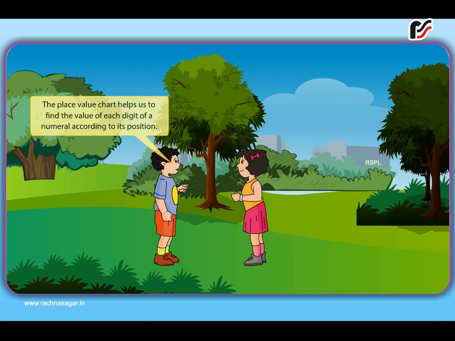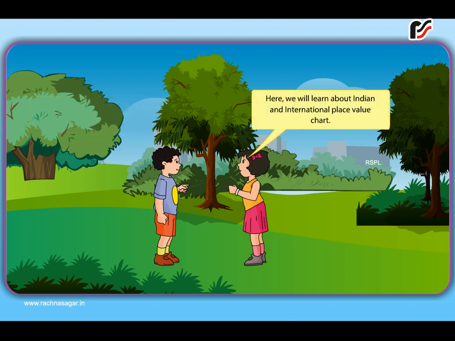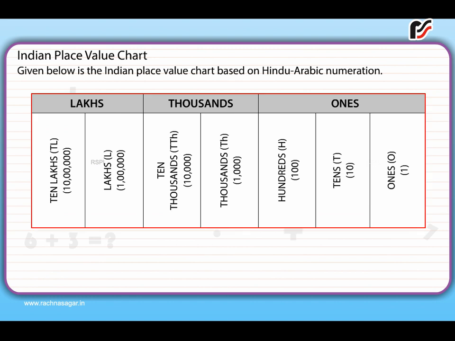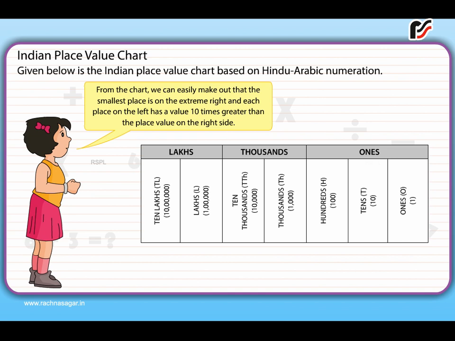Place value chart. The place value chart helps us to find the value of each digit of a numeral according to its position. Here, we will learn about Indian and International Place Value Chart. Indian Place Value Chart. Given below is the Indian Place Value Chart based on Hindu-Arabic numeration. In the Place Value Chart, the periods are ones, thousands and lakhs, and the places are ones, tens, hundreds, thousands, 10,000s, lakhs, 10 lakhs. From the chart, we can easily make out that the smallest place is on the extreme right and each place on the left has a value 10 times greater than the place value on the right side.